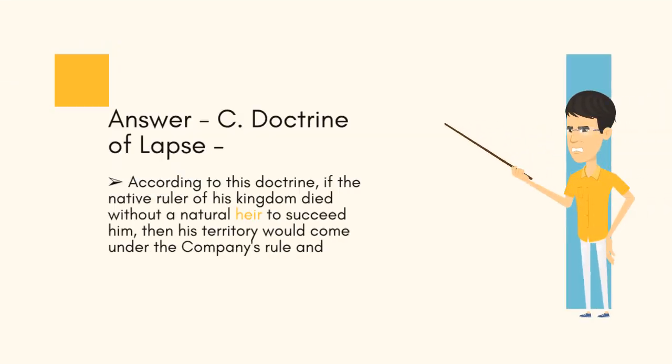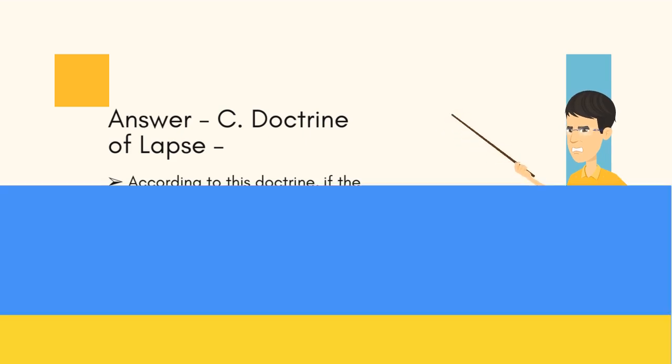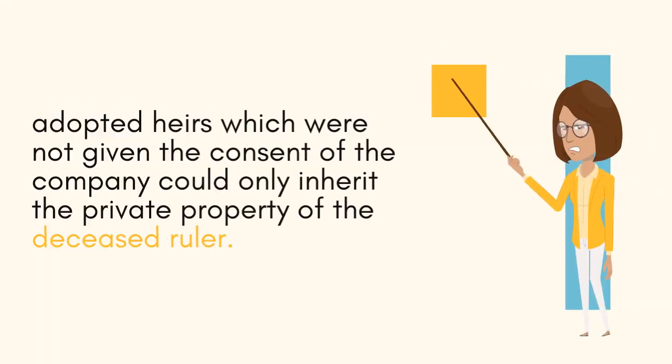Answer, C. Doctrine of lapse. According to this doctrine, if the native ruler of his kingdom died without a natural heir to succeed him, then his territory would come under the company. Adopted heirs which were not given the consent of the company could only inherit the private property of the deceased.